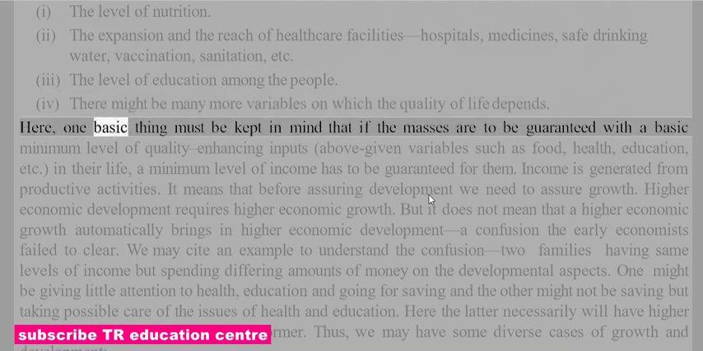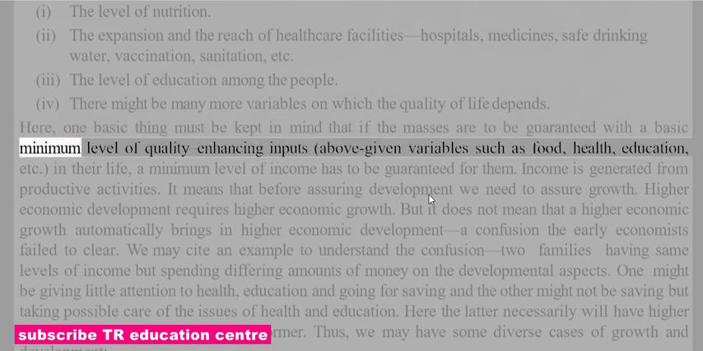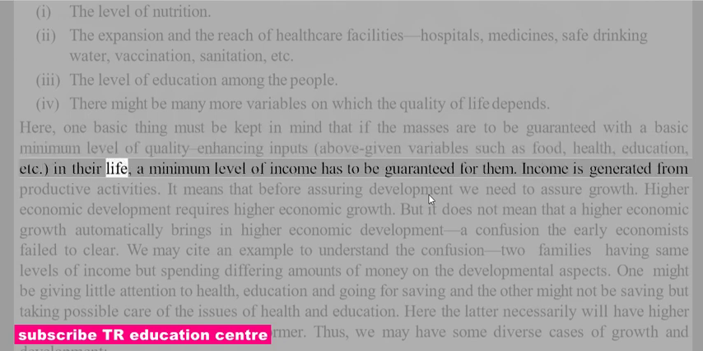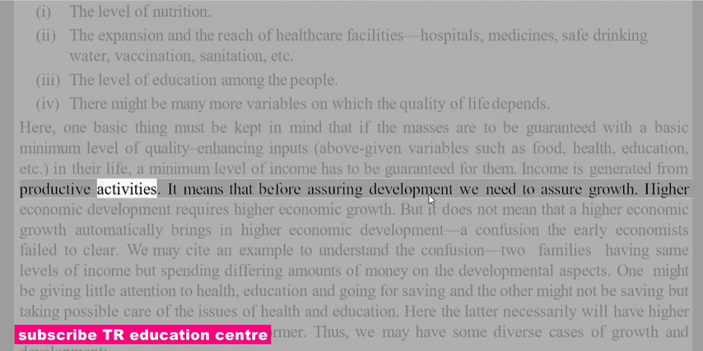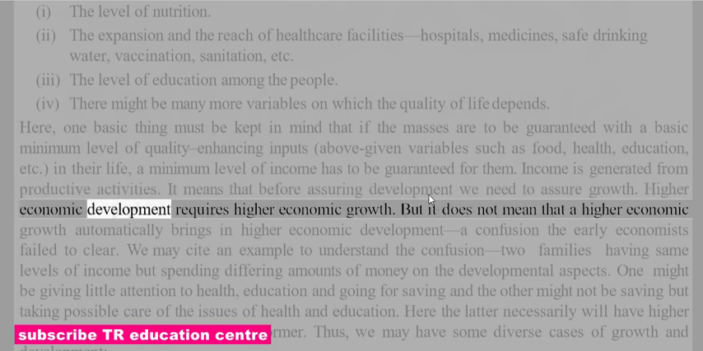Here, one basic thing must be kept in mind: if the masses are to be guaranteed the basic minimum level of quality-enhancing inputs, such as food, health, education, etc., in their life, a minimum level of income has to be guaranteed for them. Income is generated from productive activities. It means that before assuring development we need to assure growth. Higher economic development requires higher economic growth.